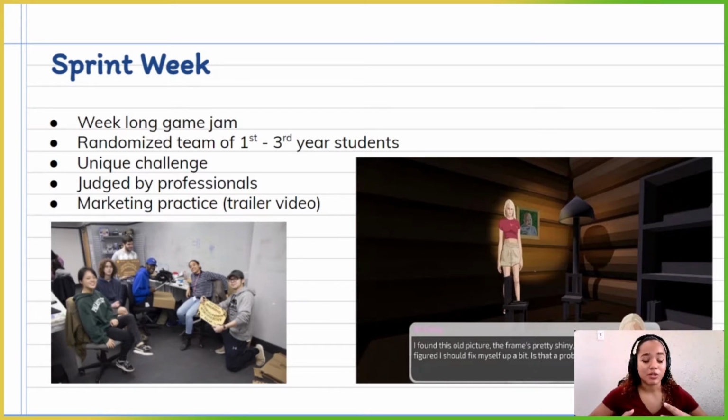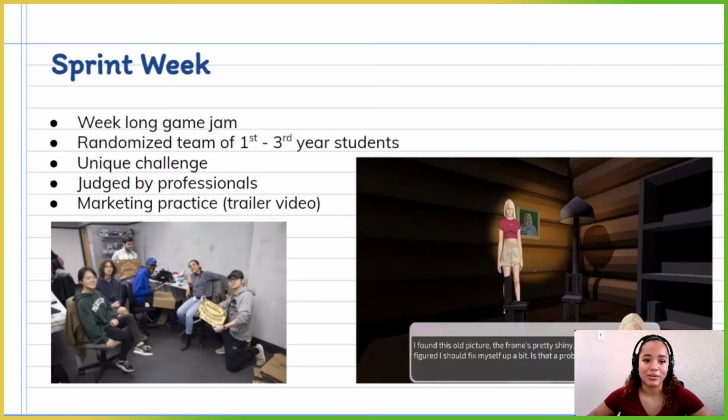You're put into groups of randomized first through third year students, about 5 students per team. At the end of the week, you make a trailer, and that trailer is judged by professionals who will then play your games and kind of rank them for their preference of what a game is.